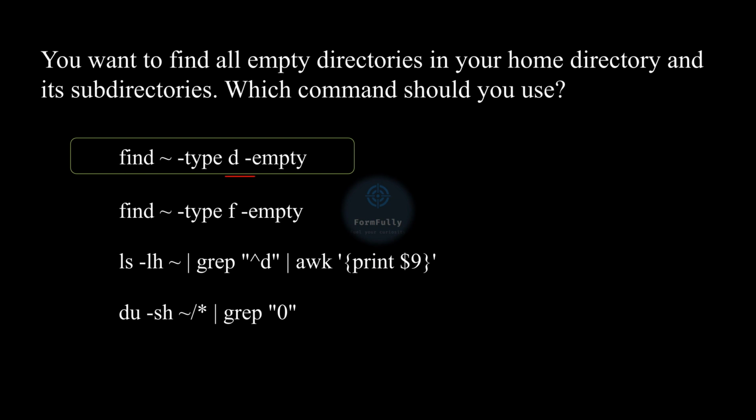Other options are incorrect, as option 2 searches for empty files, not directories. Option 3 lists directories but does not check for emptiness. Option 4 lists directories but relies on the du command, which calculates disk usage, not empty directories. So the correct option is first.